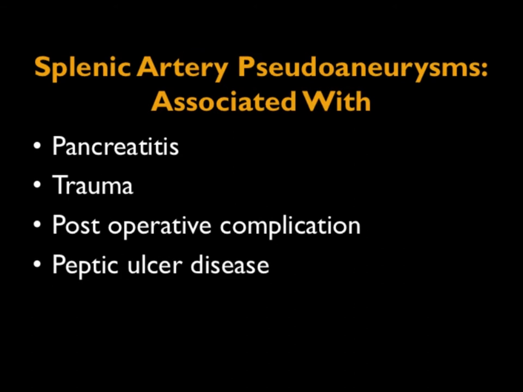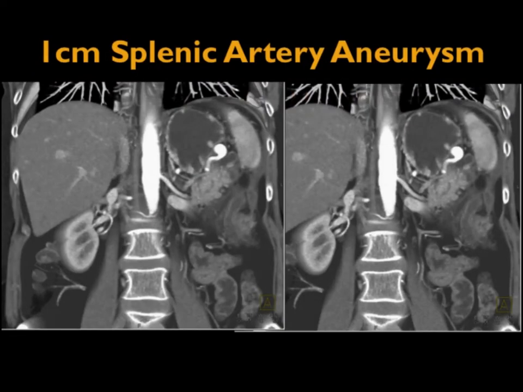When you talk about pseudoaneurysms, we talk about something that's happened. Pancreatitis by far in a way is number 1, but also trauma, post-op changes, and peptic ulcer disease. Nice example of a 1 centimeter splenic artery aneurysm. Under 2 centimeters, people just watch. 2 centimeters or bigger, people will typically either embolize or operate.